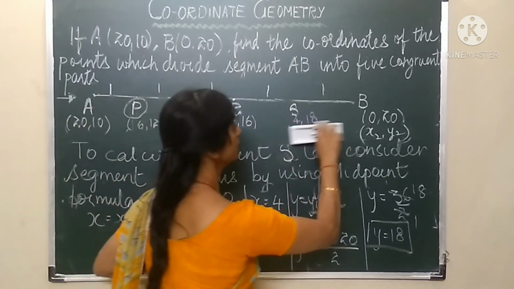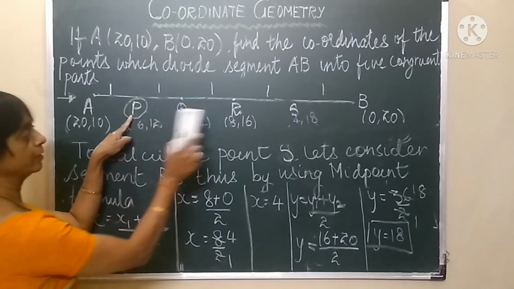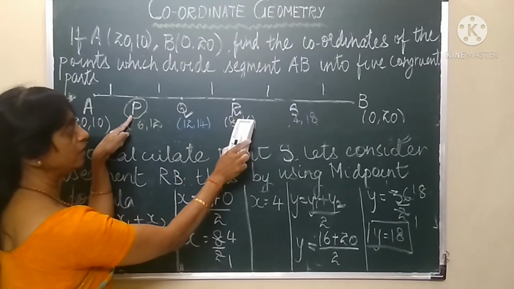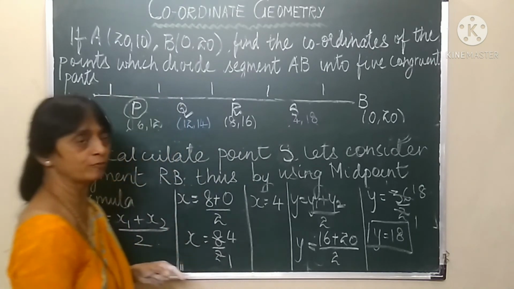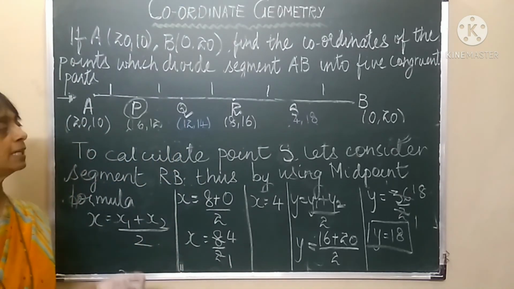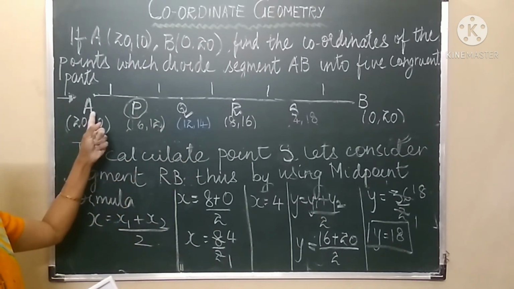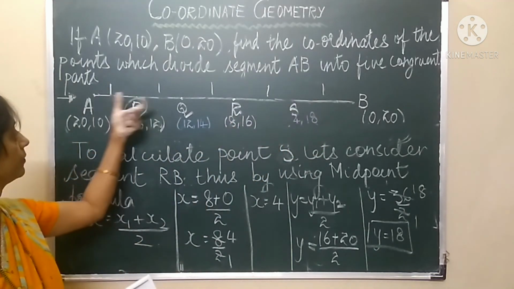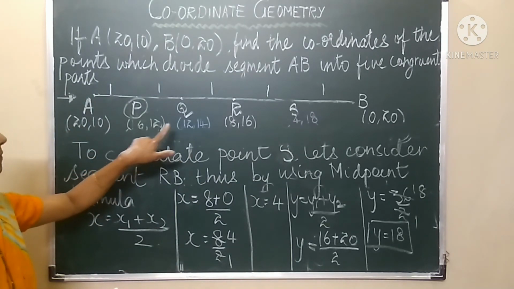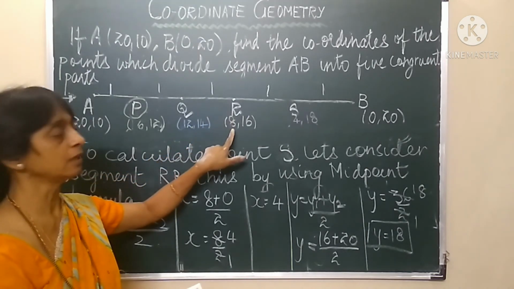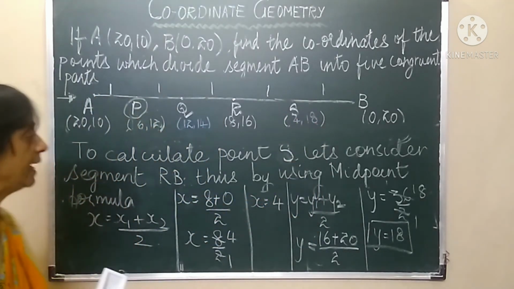So what did we see, children? First, by using the section formula, we calculated the value of P. Then we calculated the coordinates of point R by using the midpoint formula. Then Q again by using the midpoint formula. Same in the case of point S. So by using only two formulas, we were able to calculate the coordinates of the points which are dividing segment AB into 5 congruent parts. That is point P with coordinates 16, 12, Q with coordinates 12 and 14, R with coordinates 8 and 16, and the last one, point S, with coordinates 4 and 18.